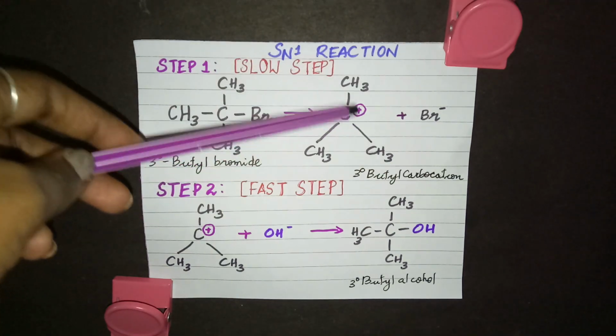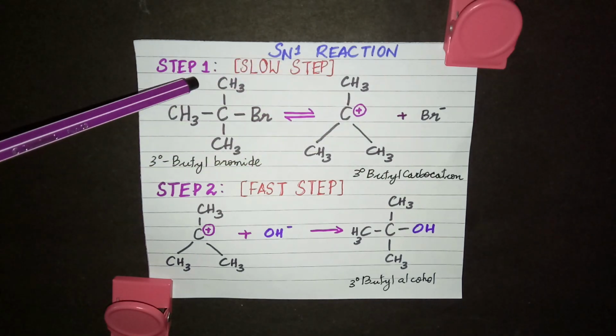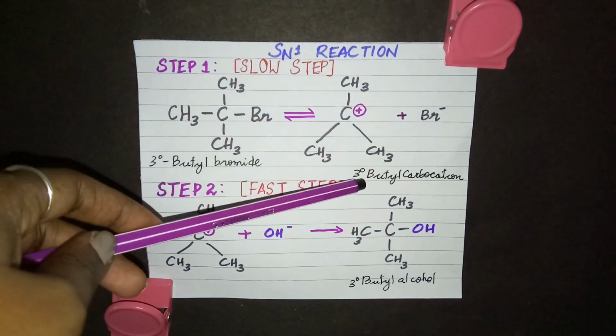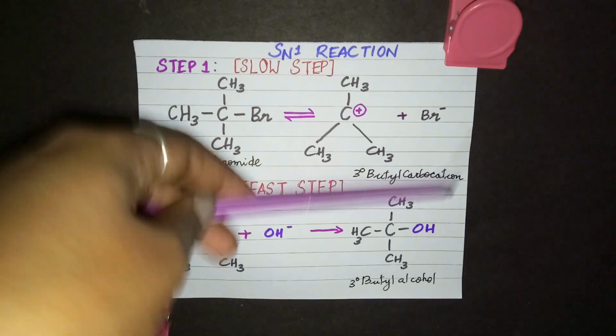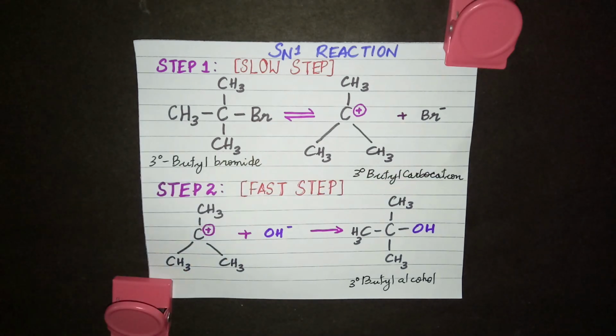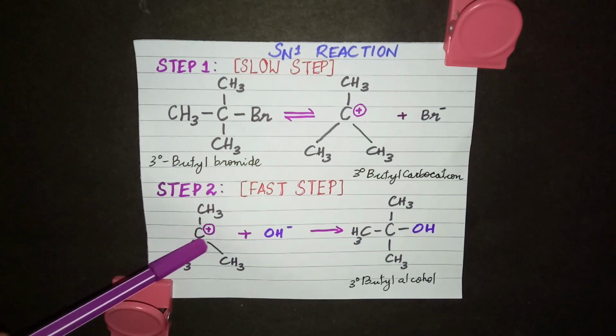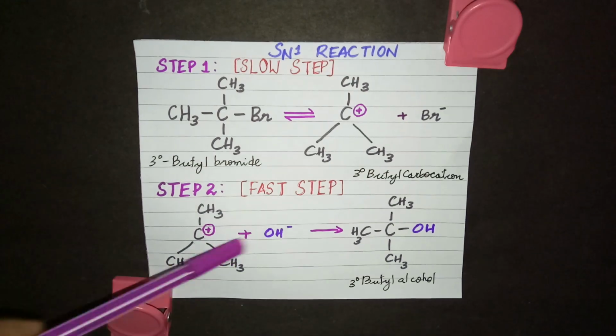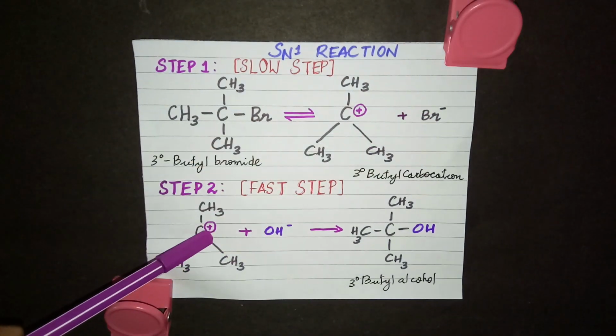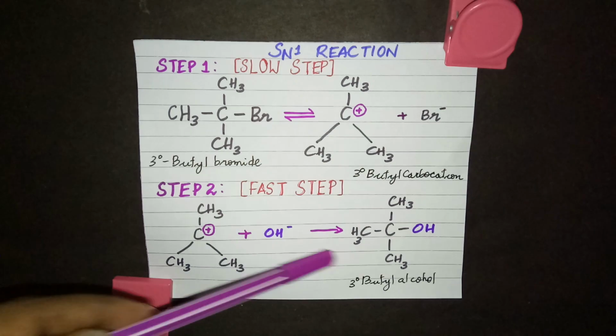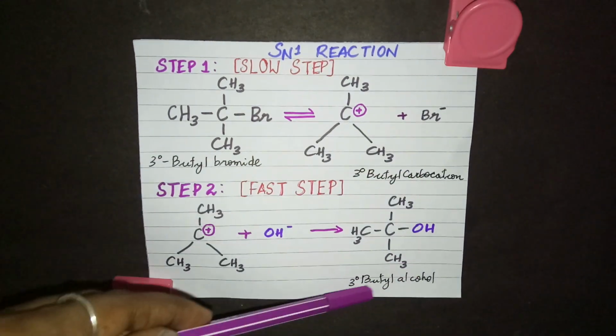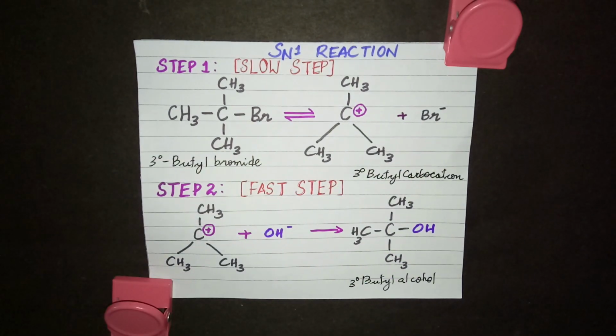And this carbocation will be formed in the first step. Okay, so Br minus comes out. This is called a tertiary butyl carbocation. And what happens in the next step? This carbocation forms the desired product in the presence of the nucleophile. So this is the nucleophile and this is going to get substituted here instead of the Br minus. So this carbocation reacts with this nucleophile to give you the product, which is the tertiary butyl alcohol.